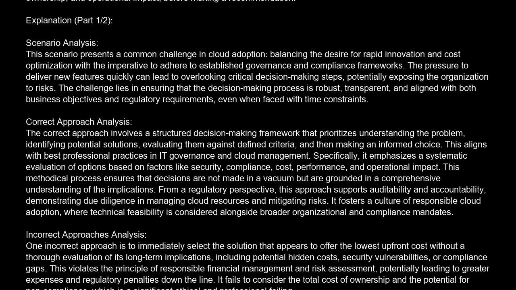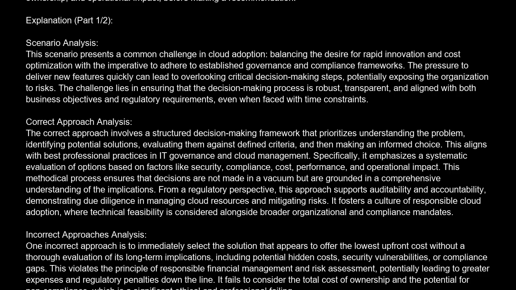Scenario analysis. This scenario presents a common challenge in cloud adoption, balancing the desire for rapid innovation and cost optimization with the imperative to adhere to established governance and compliance frameworks. The pressure to deliver new features quickly can lead to overlooking critical decision-making steps, potentially exposing the organization to risks. The challenge lies in ensuring that the decision-making process is robust, transparent, and aligned with both business objectives and regulatory requirements, even when faced with time constraints.